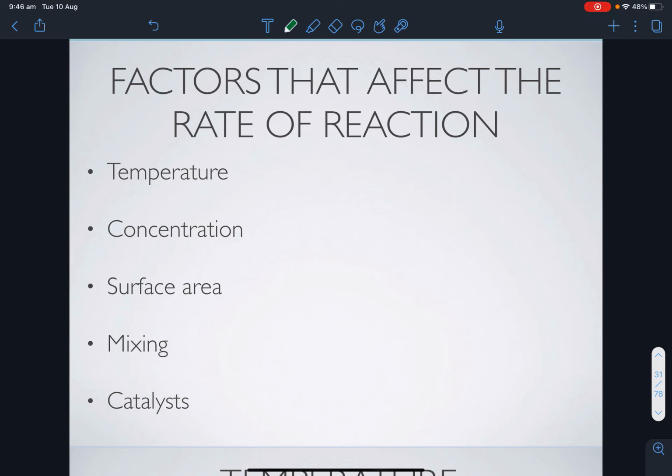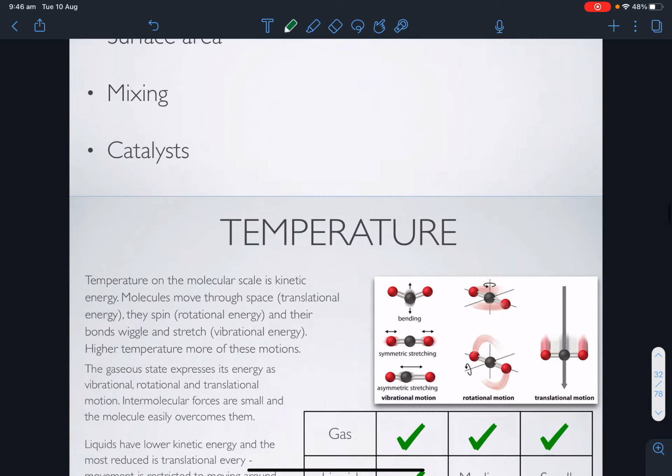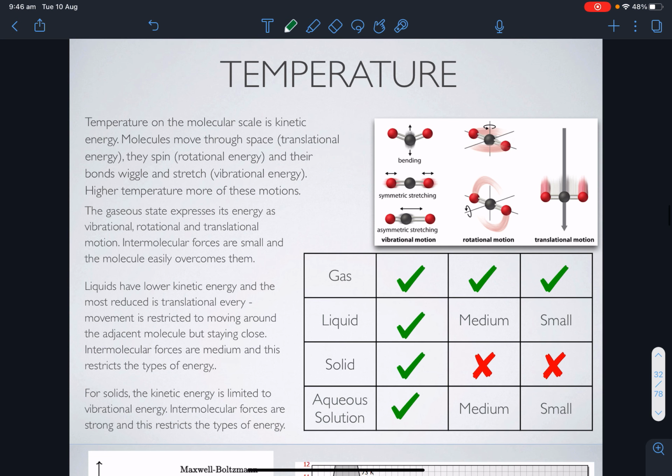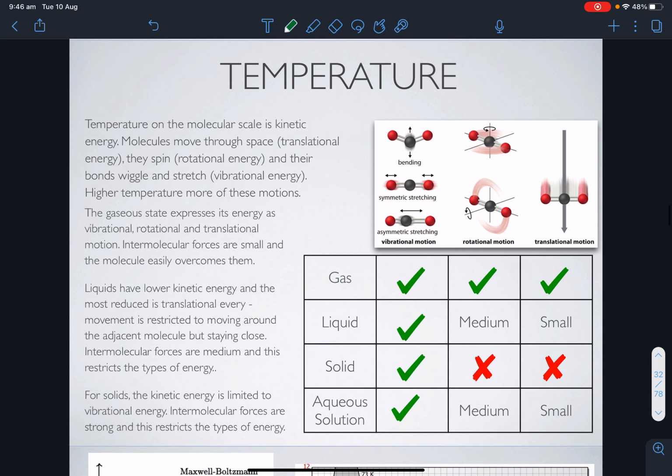Alright guys, let's talk about some factors that affect the rate of reaction. Some reaction conditions can change the steepness of the curve in that graph. Just briefly: temperature, concentration, surface area, mixing, and catalysts. We're going to consider each in their own time. Let's do temperature first.